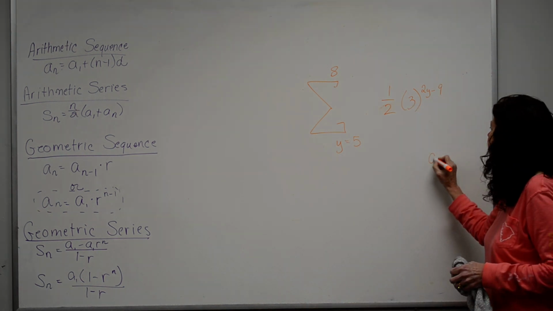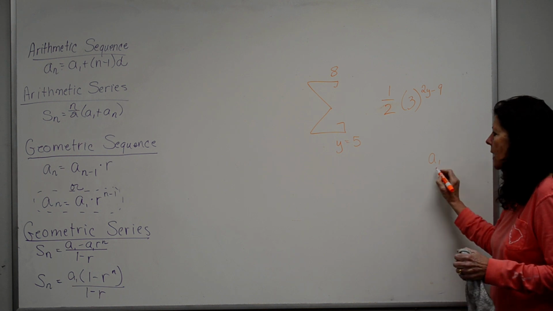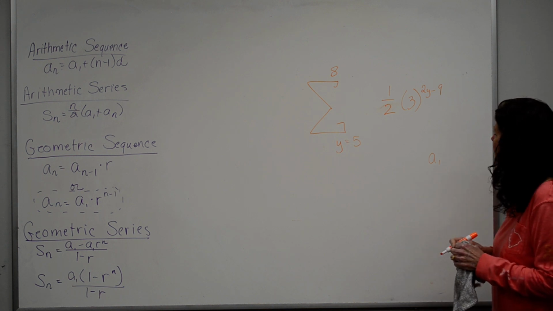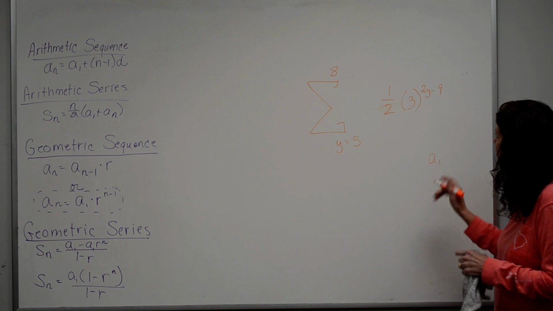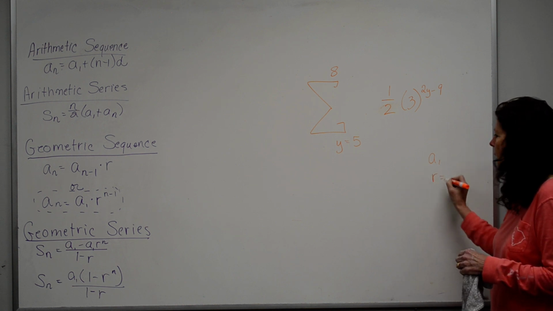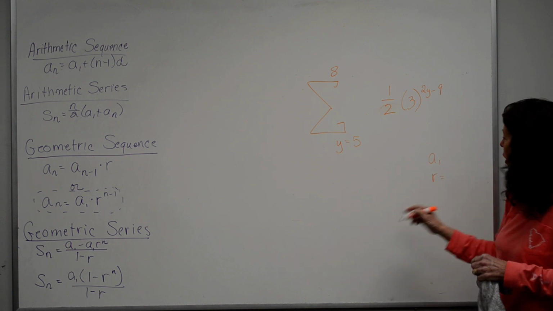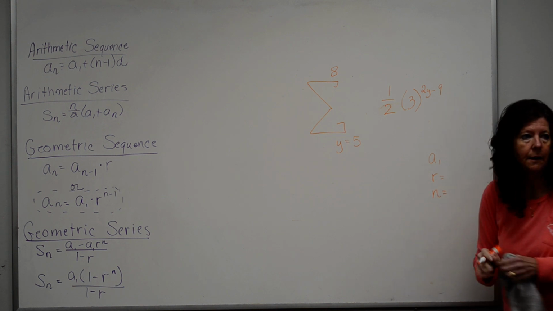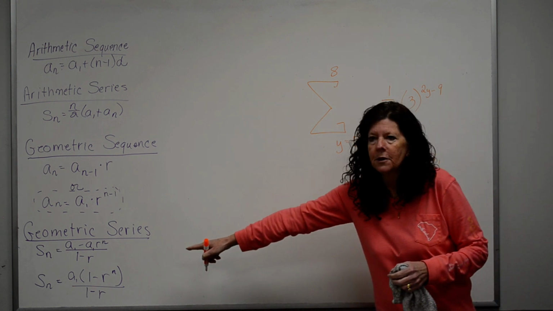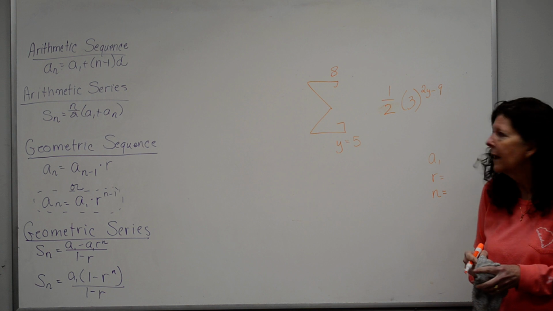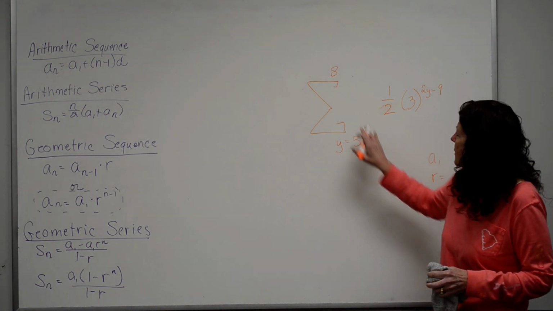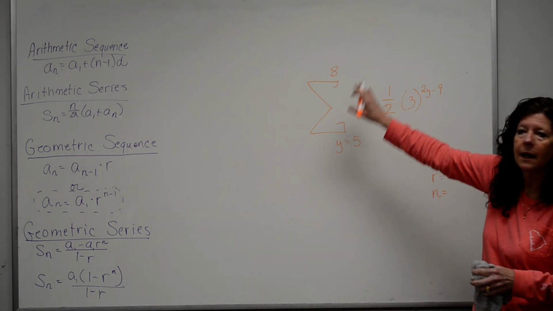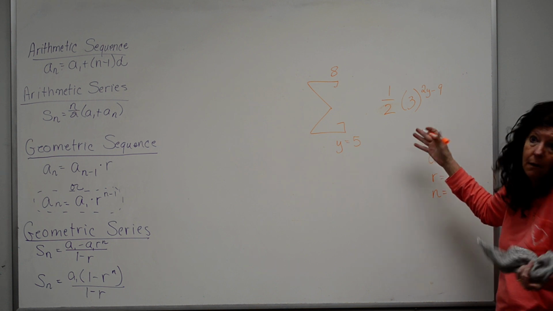So I want to find a sub 1. I want to find my r, and because I got to have the r, and I want to find my n. I need all those things in order to find the sum of it. Do I not? Doing it that way? Now, the easier way to do this one might be plug it in and just add from 5 to 8. I don't know.